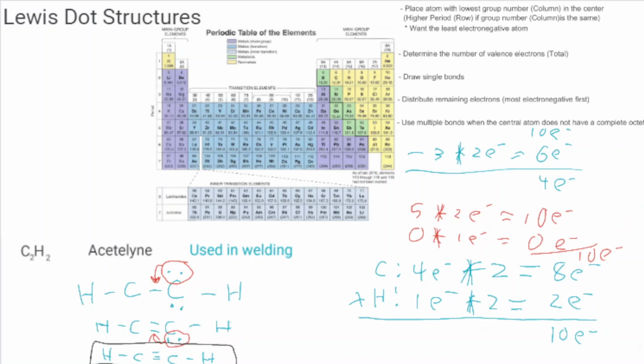And so this is how you draw a structure for acetylene. So you can have double bonds, you can use triple bonds if you need to. You can never use 4 bonds between a species. That has yet to be proven to exist.